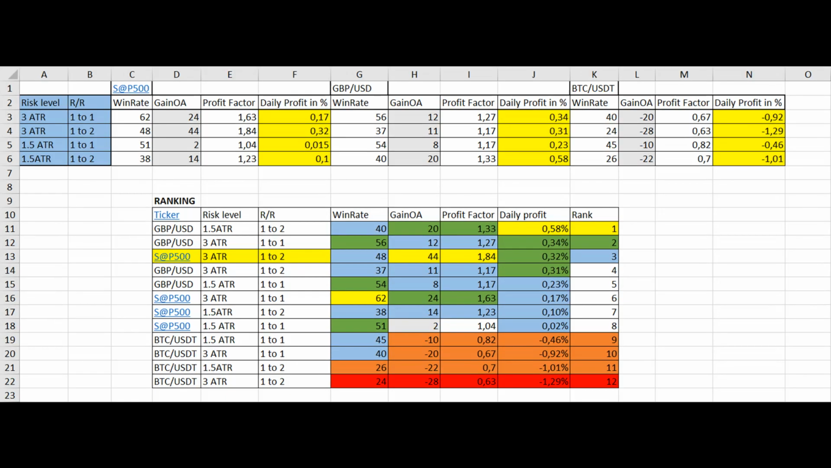And now let's see which settings performed the best looking only at the gain on the accounts. And that would have been the S&P 500 using a 3 ATR risk base level and a 1-to-2 risk-reward ratio. With these settings, you would have made 44% gain on the account with a 0.32% every day. Now let's see the equity curve for these settings.